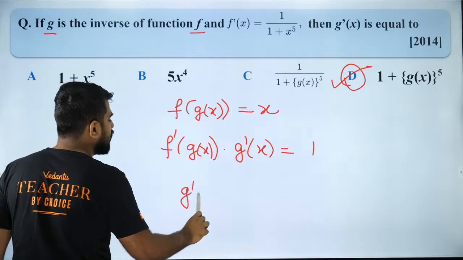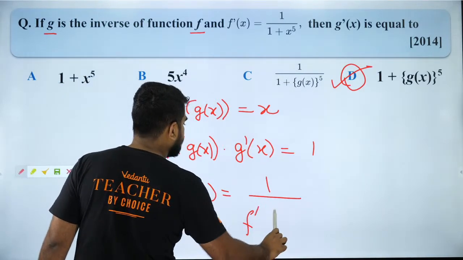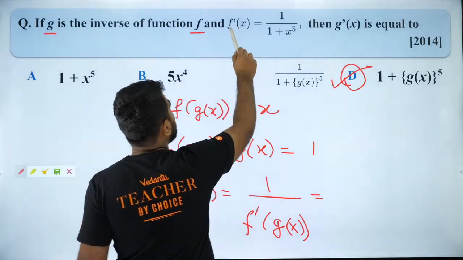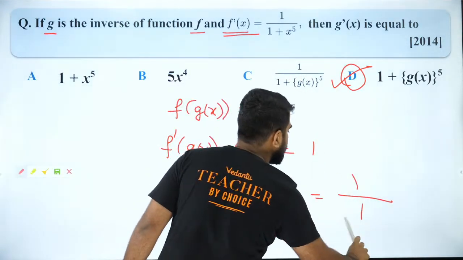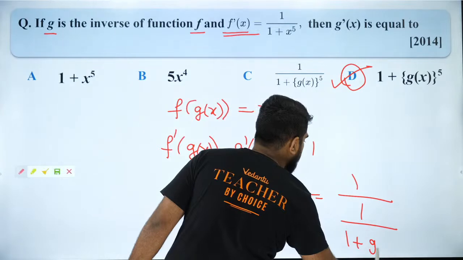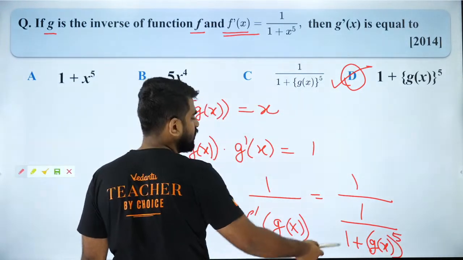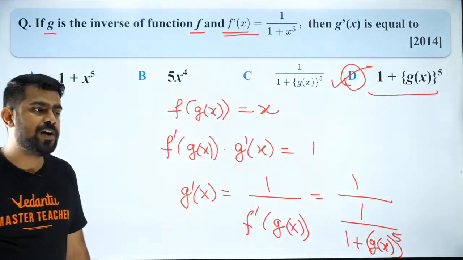So what is g dash of x? G dash of x is 1 by f dash of g of x. So what is f dash of g of x? F dash of g of x is 1 by 1 plus g of x the whole power 5. That's it. Bring it to the numerator. You will get option D to be the right answer. Was it difficult?